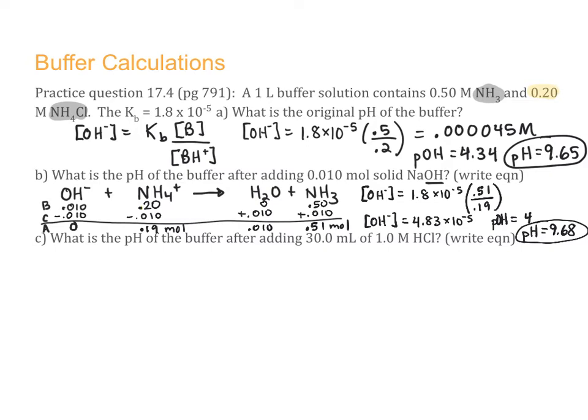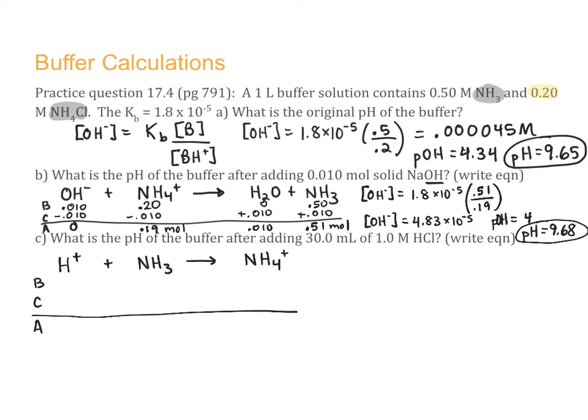So we're going to do the same thing. What's the pH of the buffer after adding hydrochloric acid? So hydrochloric acid is essentially adding H plus to the solution. The basic part of the buffer is what's going to react with this, NH3, and it will neutralize that by making NH4 plus. So we're going to figure out how many moles of everything there is.